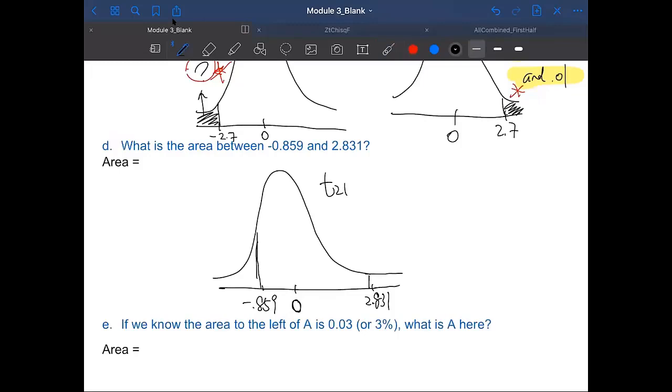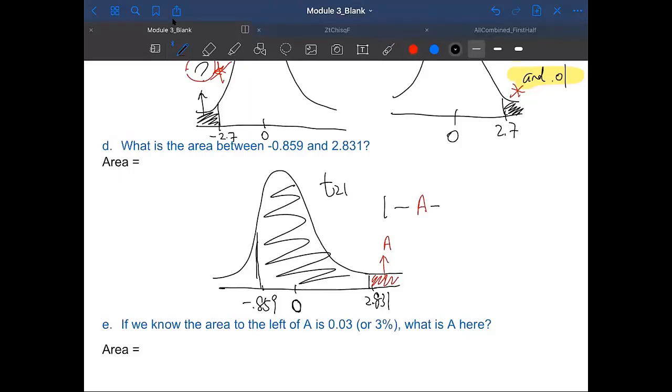You would do 1 minus the area to the right of 2.831. Okay, so hold on a second. So this part, I'm just going to call this part A. So you're going to use 1 minus A. We are going to find out what A is. And what else do we do next?